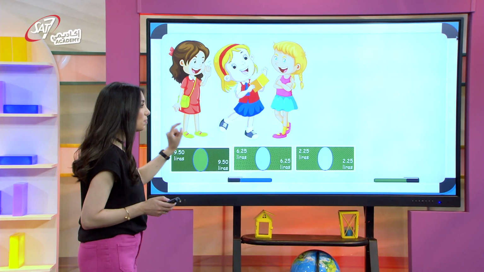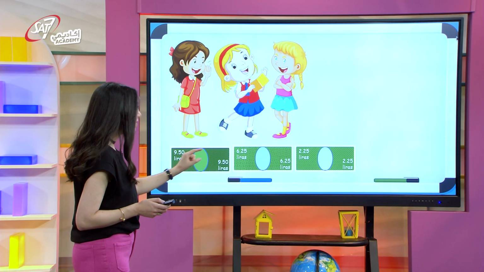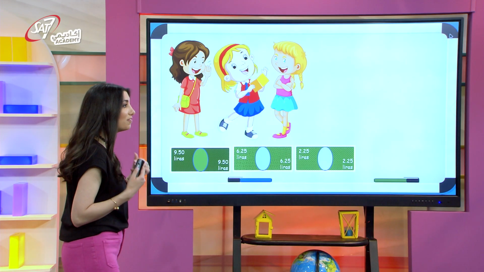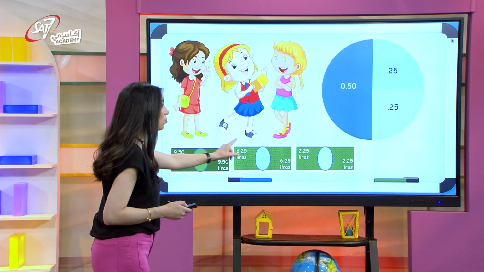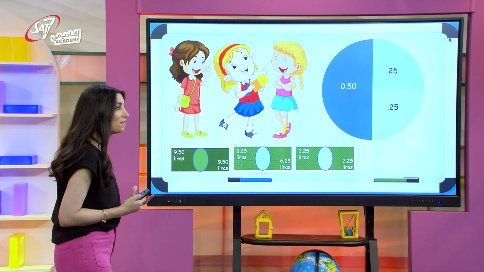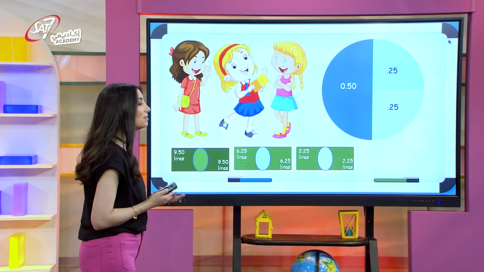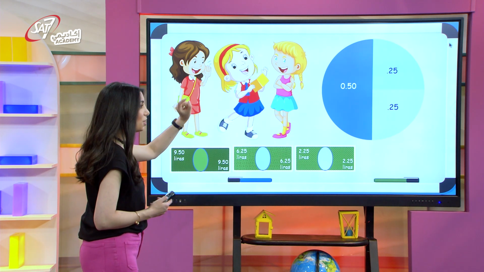Let's first add the whole numbers, 9 plus 6 plus 2. 9 plus 2 equals 11, and 11 plus 6 equals 17. Keep this number in mind. Now look at the decimals. A decimal point 50 means half. A decimal point 25 means a quarter. We have two quarters, which together make a half. The decimals all together add up to 1 lira. Half plus quarter make one whole. So the total amount would be 18 liras, or 18.0.